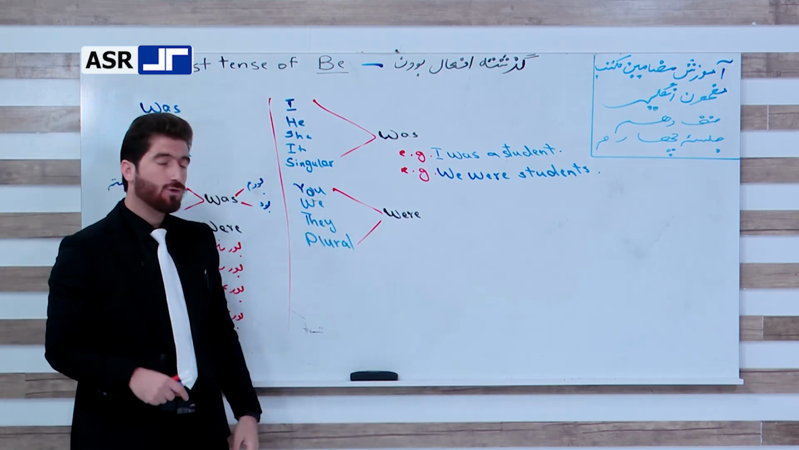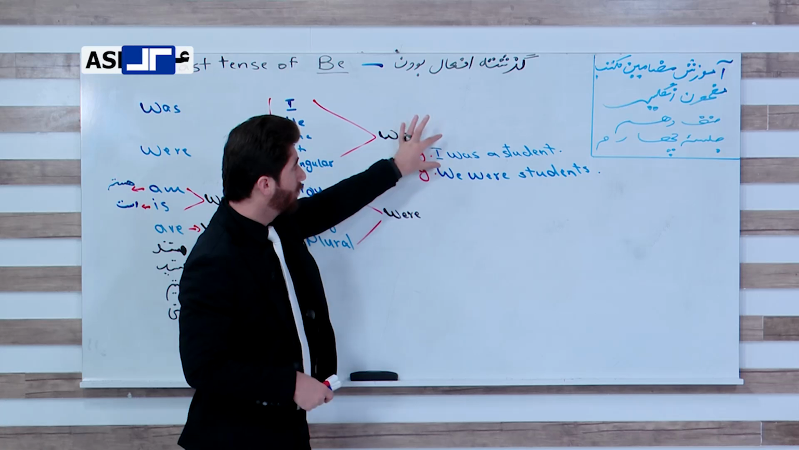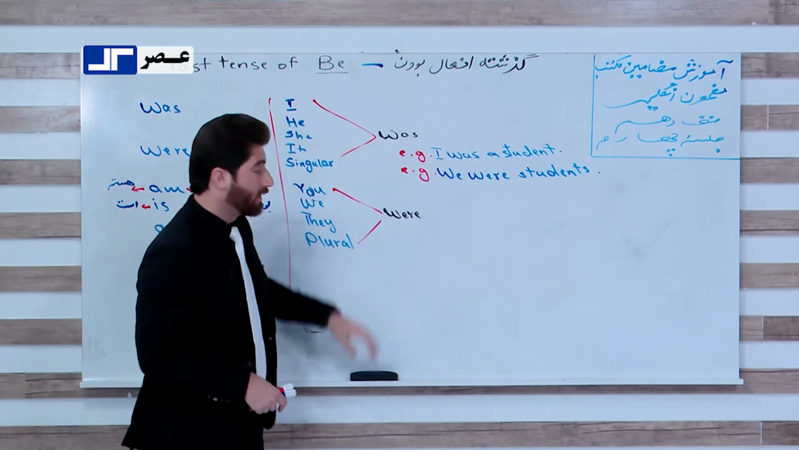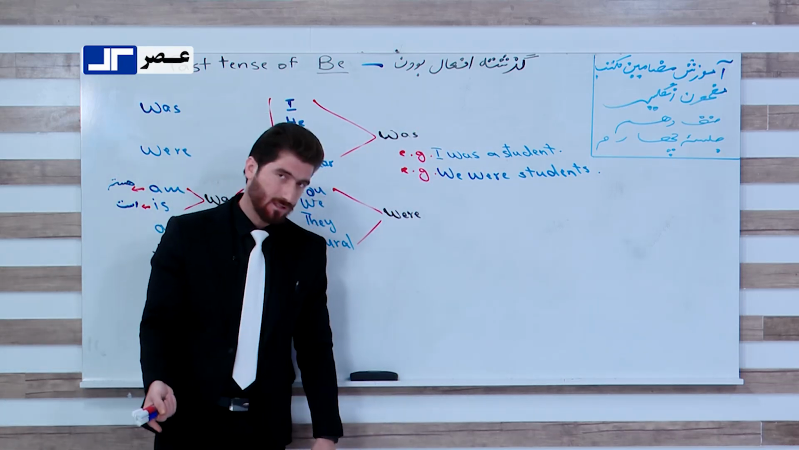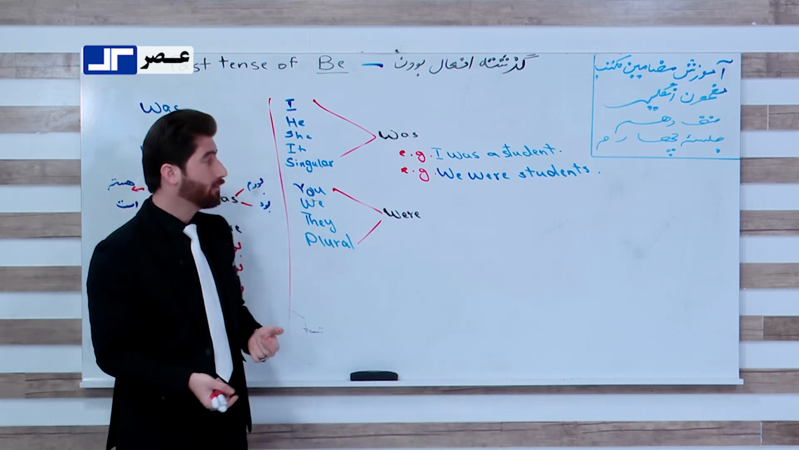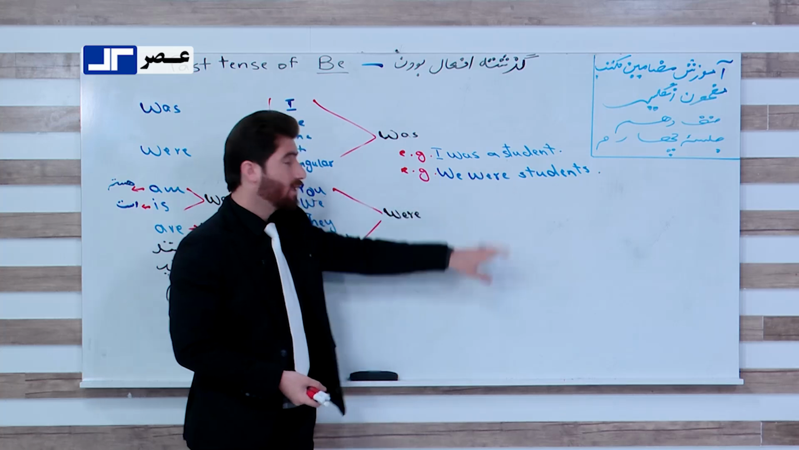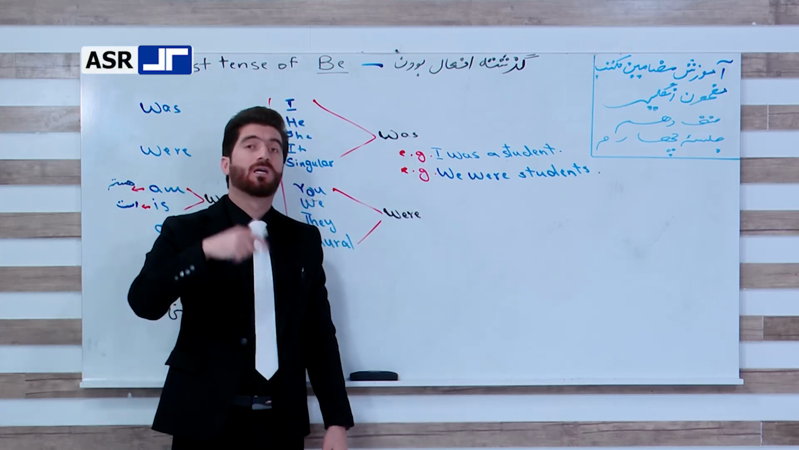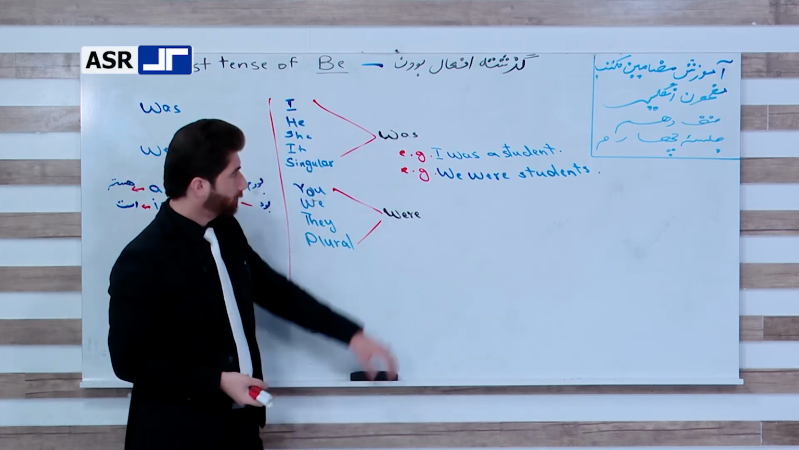If we want to change into question form, we take was and were to the beginning of the sentences. But if we want to change into negative form, we use the adverb not after was and were.